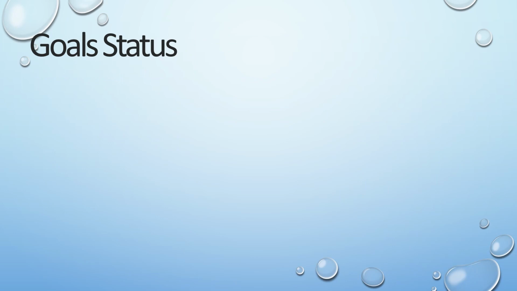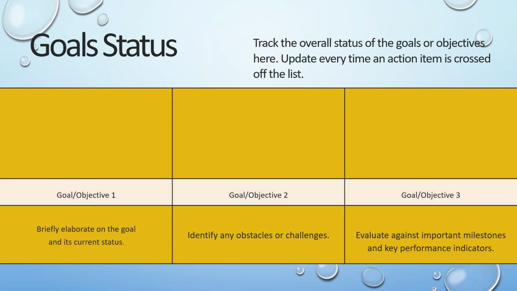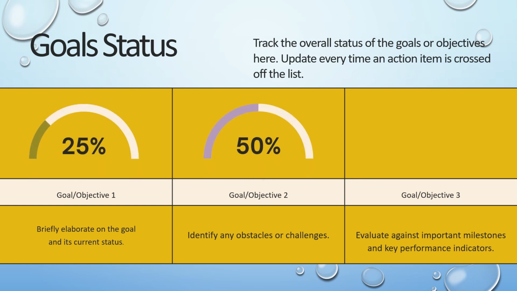Next comes monitoring of goal status. Track the overall status of the goals or objectives here. Update every time an action item is crossed off the list. Make a checklist and closely note down every goal and its current status. Identify any obstacles or challenges. And carefully evaluate your performance against important milestones and key performance indicators. This helps to increase accountability and productivity.